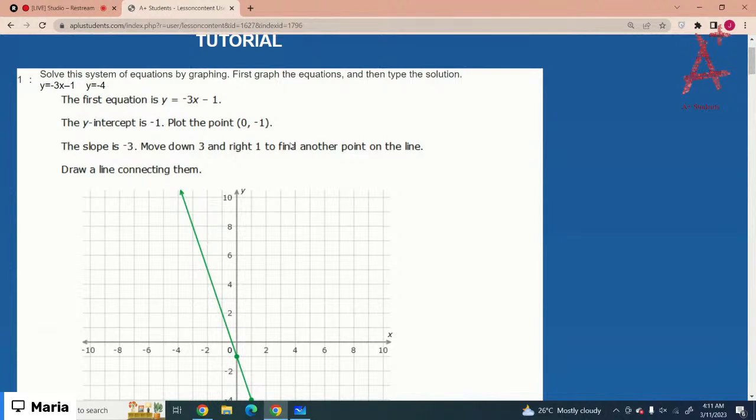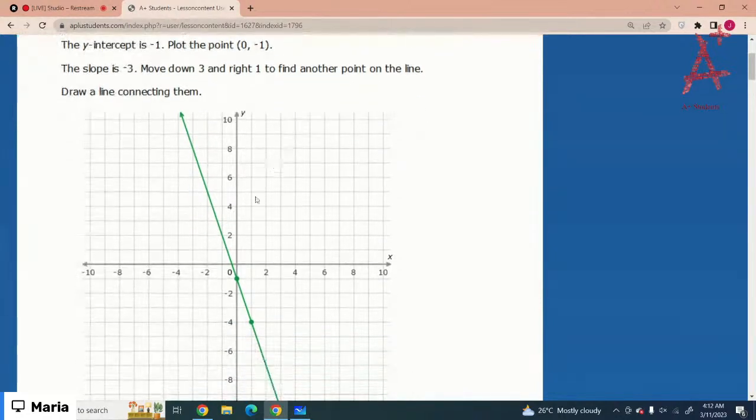So just plot these 2 points, (0, negative 1), the y-intercept. Here is the y-intercept, and down 3 points and right 1 point. Here is the slope. Just plot these 2 points on the graph. That would be from equation number 1.